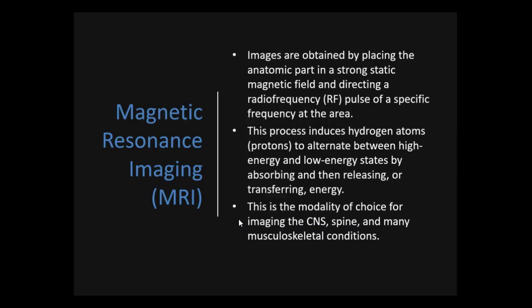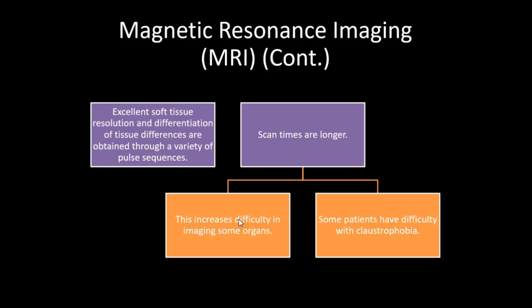All right, MRI. Images are obtained by placing the anatomical part in a strong static magnetic field and directing a radio frequency pulse of a specific frequency at that area. This process causes hydrogen atoms, or protons, to alternate between high energy and low energy states by absorbing and then releasing and/or transferring energy. This is the modality of choice for imaging of the CNS, spine, and musculoskeletal conditions.